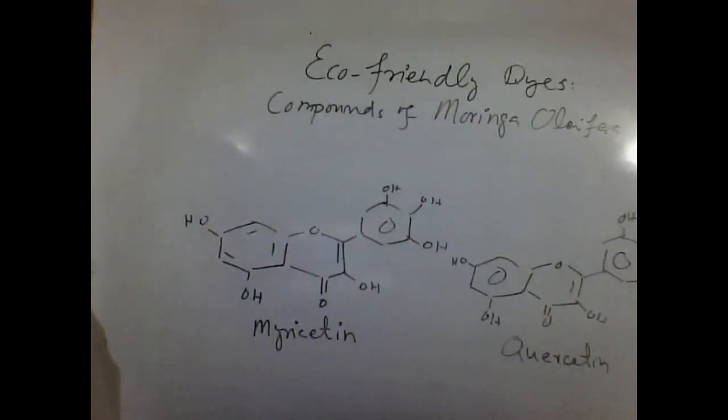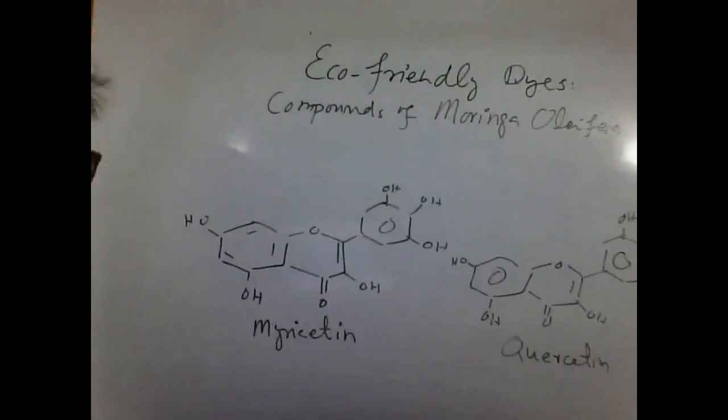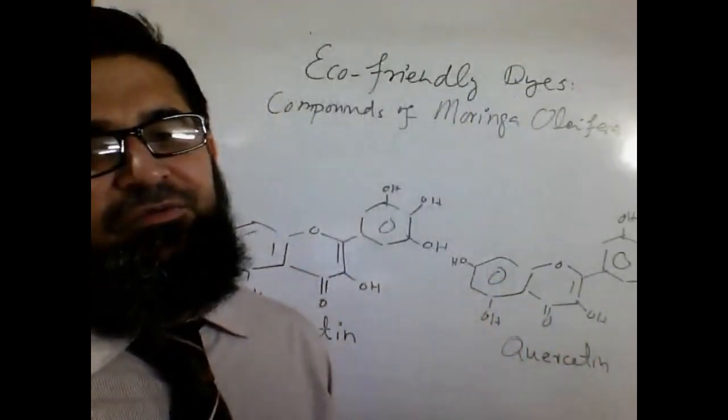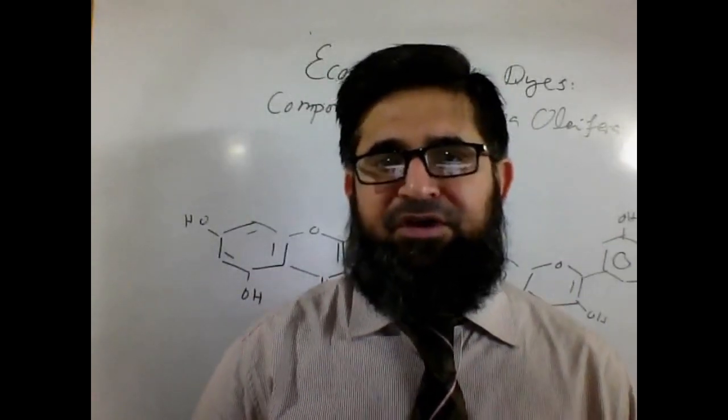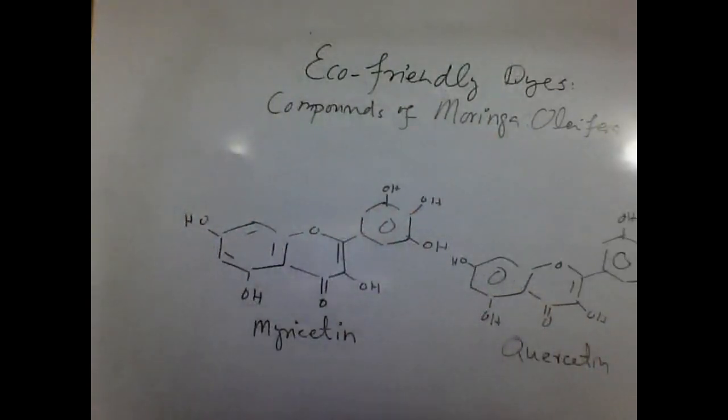You can see they are sort of flavonoid compounds. Flavonoids are polyphenolic compounds available in plants. So these compounds are available in Moringa oleifera. Moringa oleifera is a very common species in Pakistan, even in our own city. So availability is not an issue in this case.